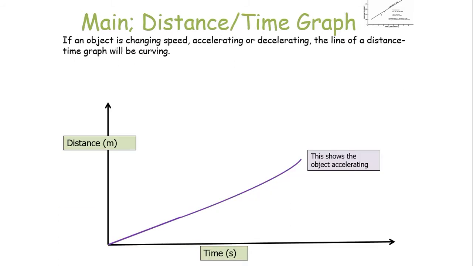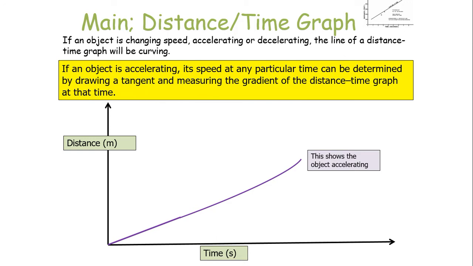So if the object is changing speed, that means the object is accelerating or decelerating. So therefore the line of the distance time graph will be curving. So if an object is accelerating, its speed at any particular time can be determined by drawing a tangent and measuring the gradient of the distance time graph at that particular time.